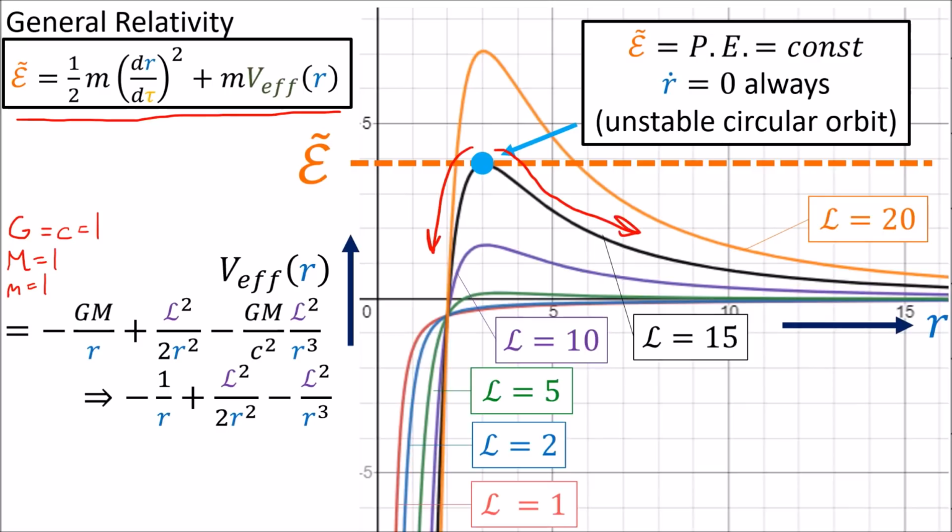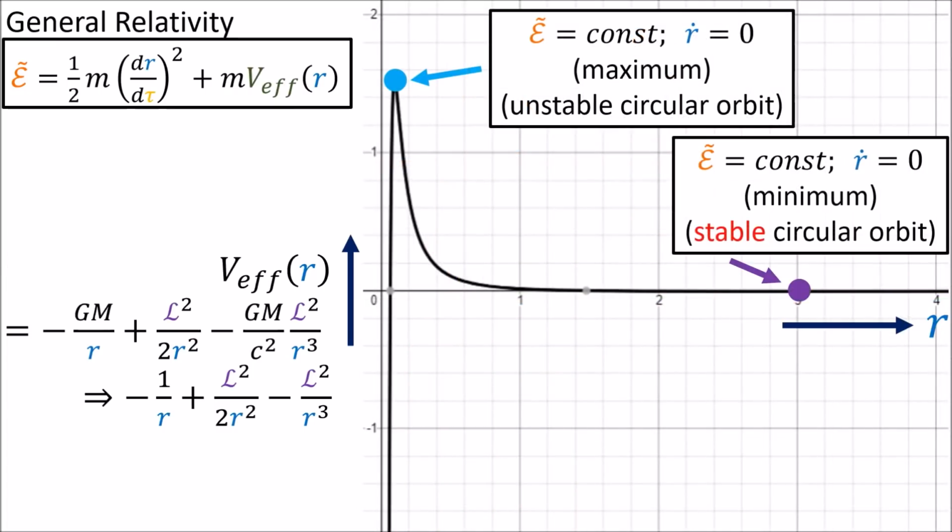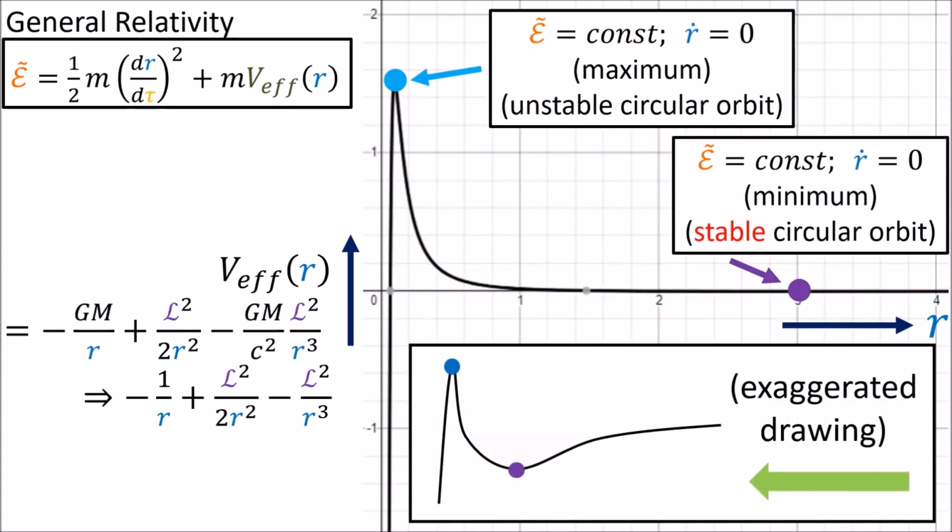So this is an unstable circular orbit, because even a slight change to the energy will stop the body from orbiting altogether. Now, it's difficult to see on this graph, but there's actually a second circular orbit at this point here. This part of the potential graph actually forms a very shallow well, where circular and elliptical orbits can exist, just like in Newtonian gravity. So unlike Newtonian gravity, general relativity predicts 2 possible circular orbits for a given angular momentum.